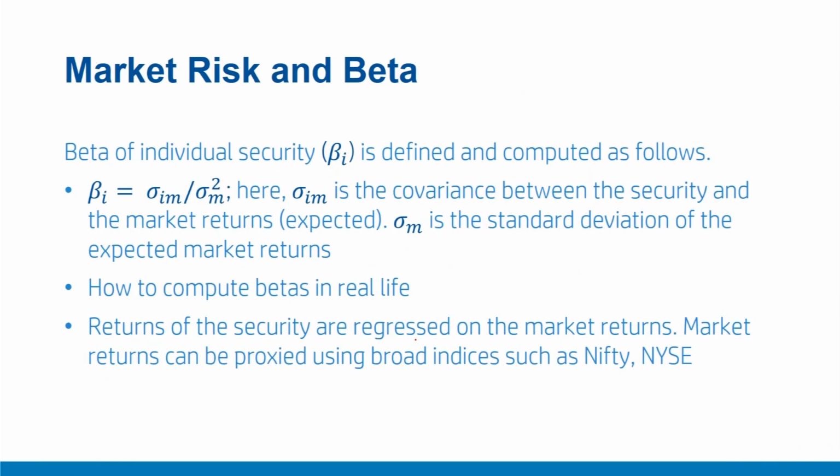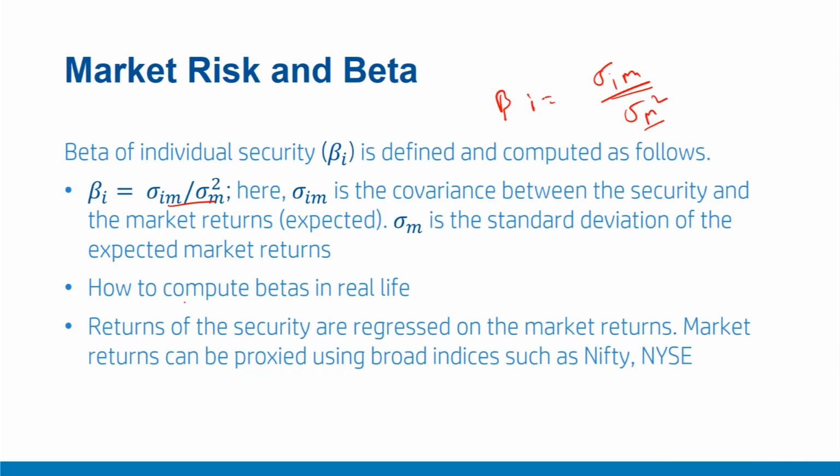Now, how to mathematically compute the beta of a security or a portfolio? The beta of a security or portfolio i is simply the ratio between the covariance of that security and the market, which is sigma iM, divided by the variance of the market. So this formula represents the mathematical computation. It comes from the regression model, as we'll see shortly, but this is the ratio of the covariance between the security and the market divided by the variance of the market.